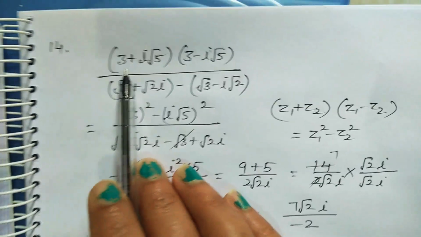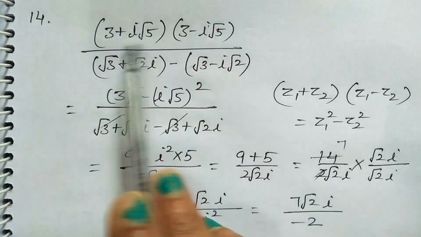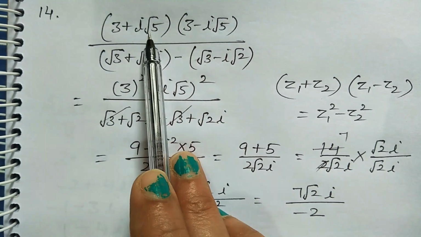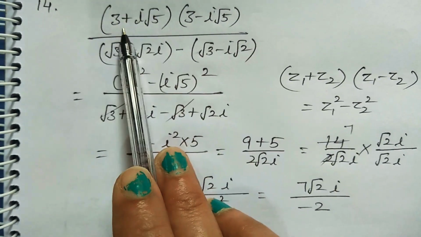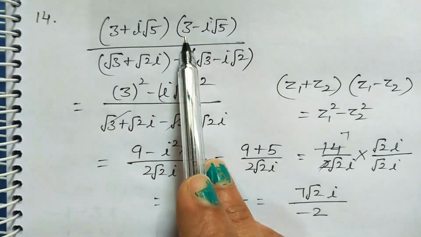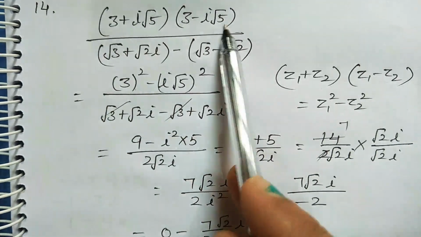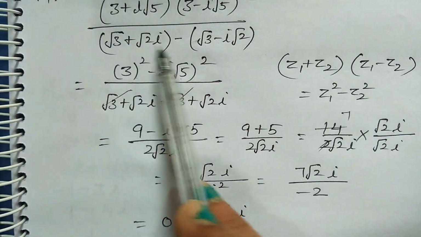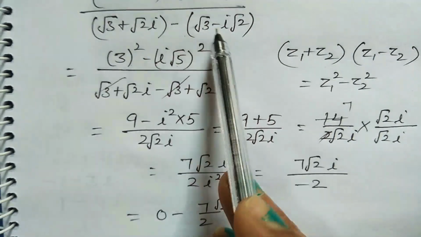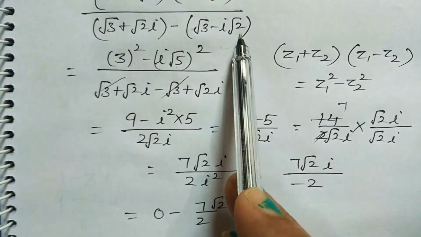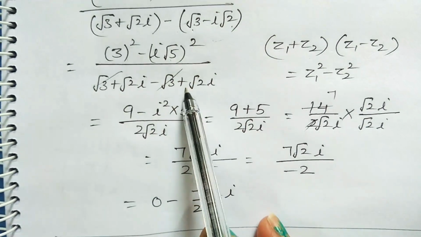In this question, simplify this and write it in the form of a plus iota b. So look at the numerator: it is z1 plus z2 into z1 minus z2, so we can use the identity here. 3 into 3, 3 square, minus this, a plus b into a minus b is a square minus b square. And look at the denominator: it is root 3 plus root 2 iota minus, and when we open the bracket, the sign of the terms will change.